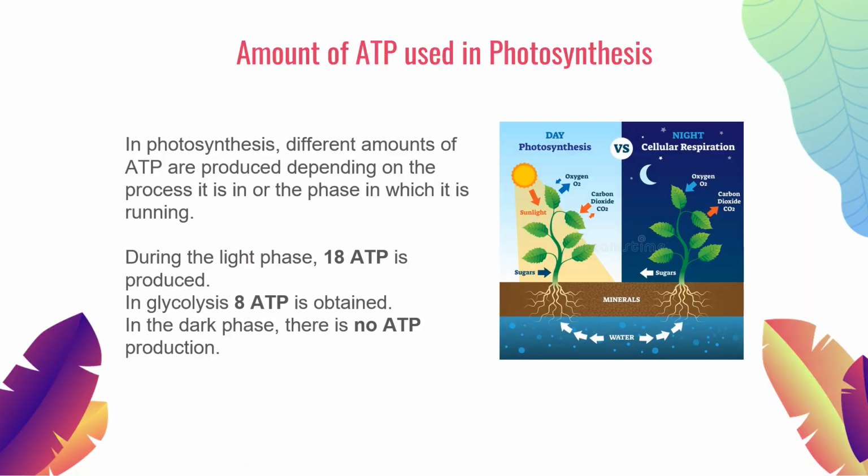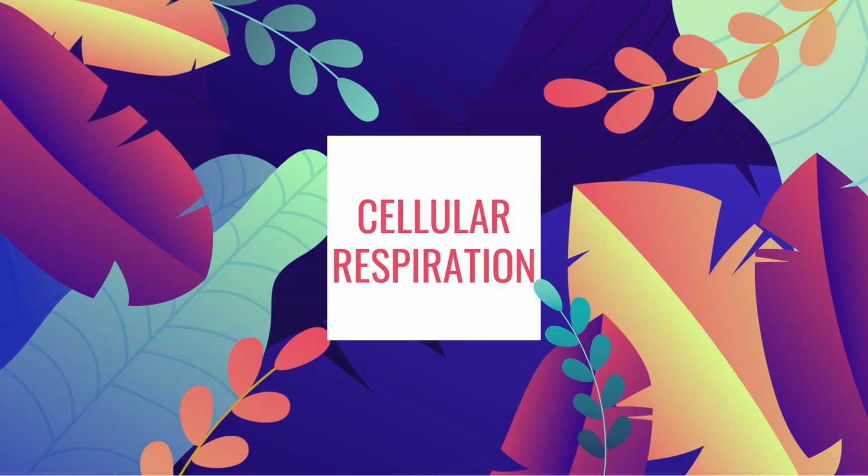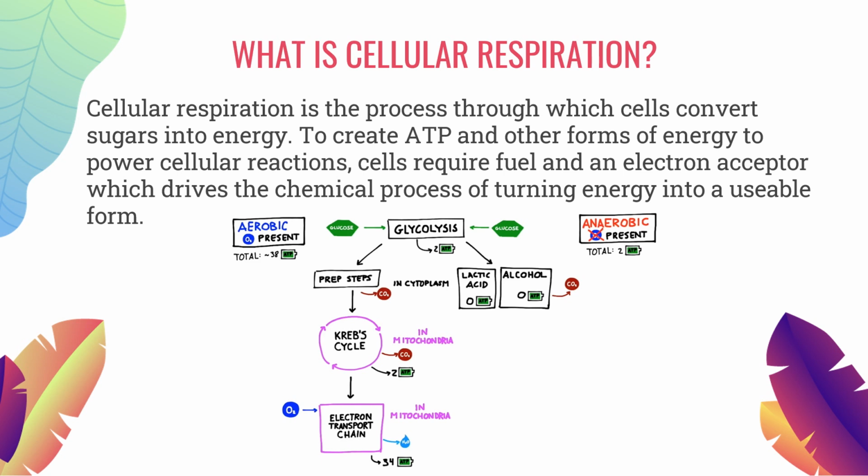The second topic that we are going to talk about is cellular respiration. First of all, what is cellular respiration? It's the process through which cells convert sugars into energy to create ATP and other forms of energy to power cellular reactions. Cells require fuel and an electron acceptor which drives the chemical process of turning energy into a usable form.